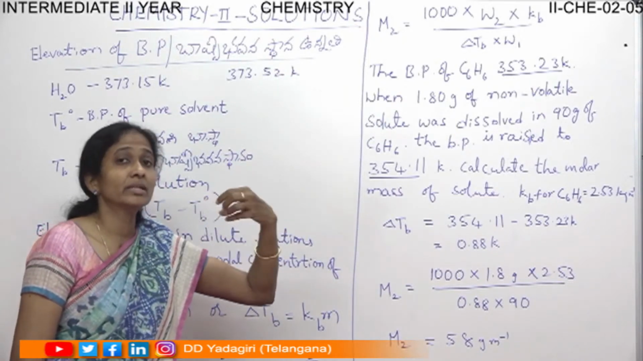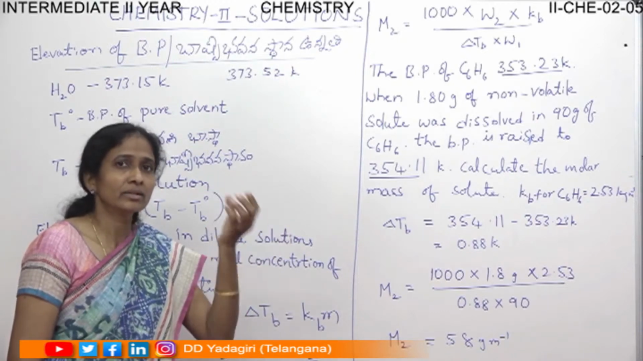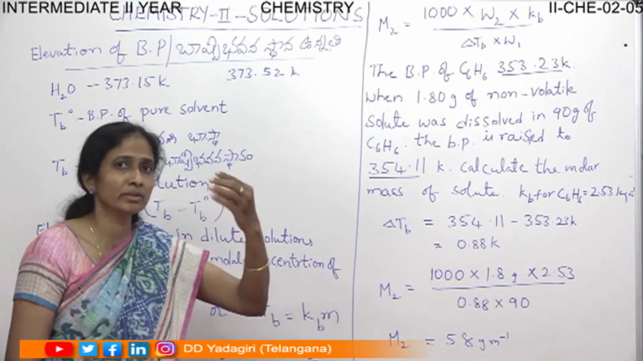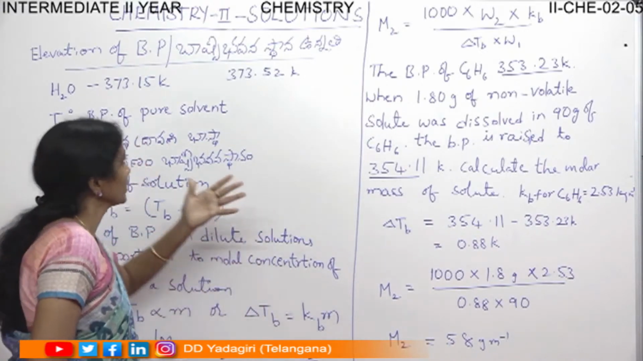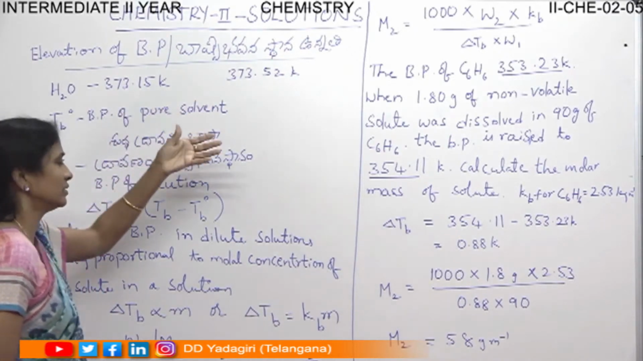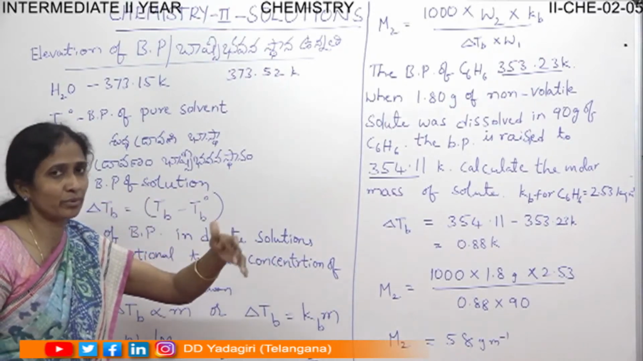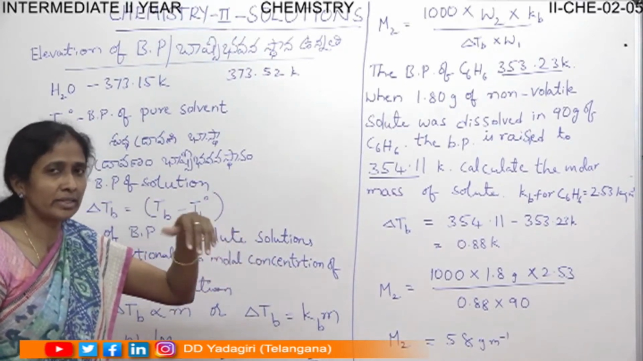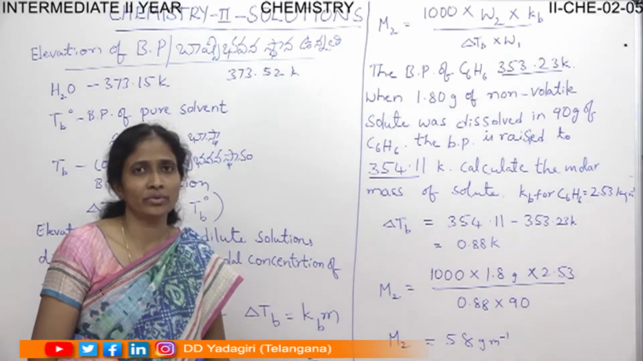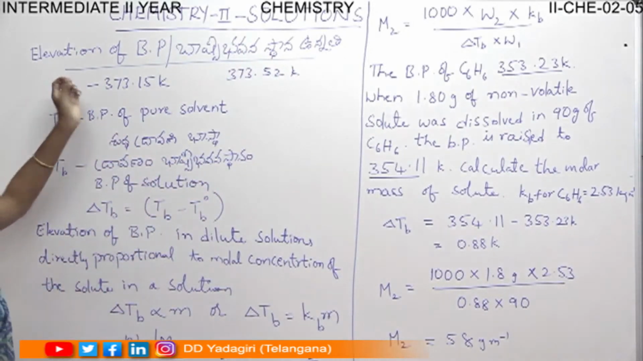So we should give some more energy for it to transfer into the vapor phase. Now we are talking about pure solvents. I think by now you know what is pure. If we take water without adding any sucrose, it is a pure solvent. So that we can write. Now we are talking about elevation of boiling point.